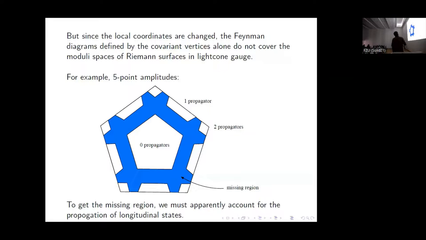And it turns out that it's the role of the longitudinal propagators, or the corrections from integrating out the longitudinal states, to fill in this missing blue region, okay? So any questions at this point? This is a caricature, but it's precise to some level, at least in topology.